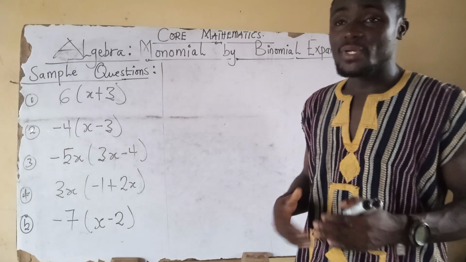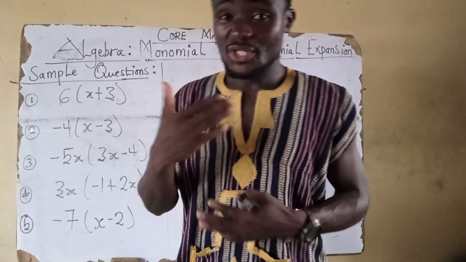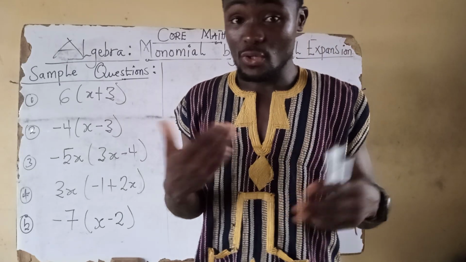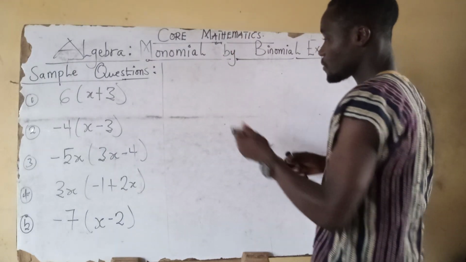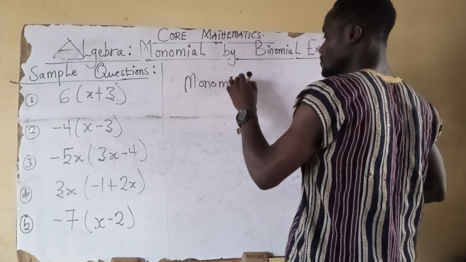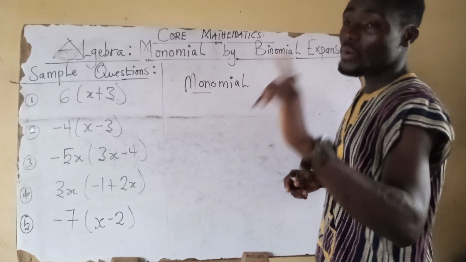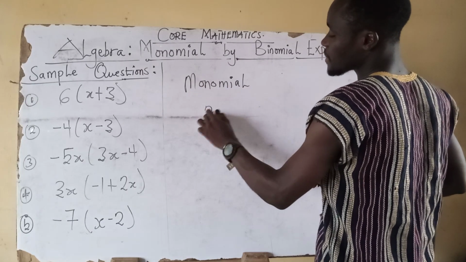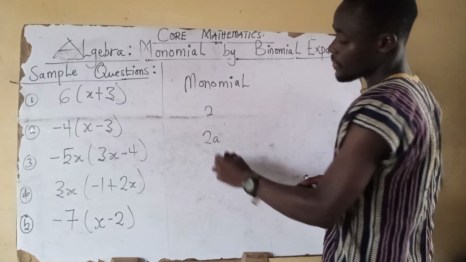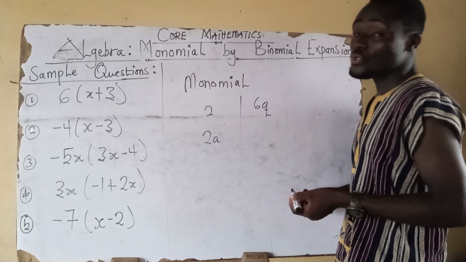When we say monomial, we are talking about terms in an algebra or an expression which contain only one term. So here, a monomial. Mono means what? One. The prefix mono means one. So if I have something like 2a, it is a monomial. If I have something like 6q, it is a monomial. Are you getting me?